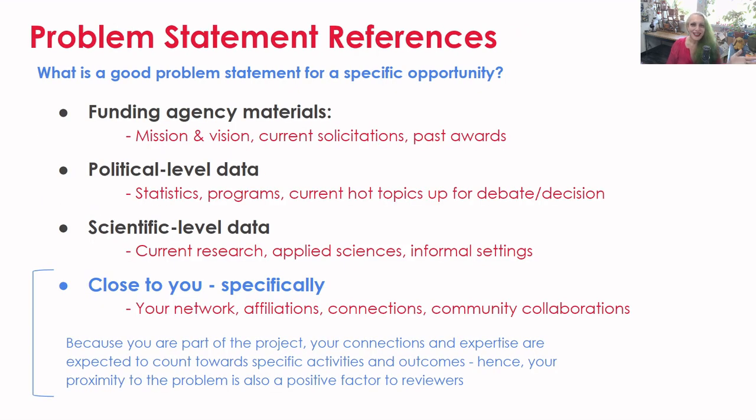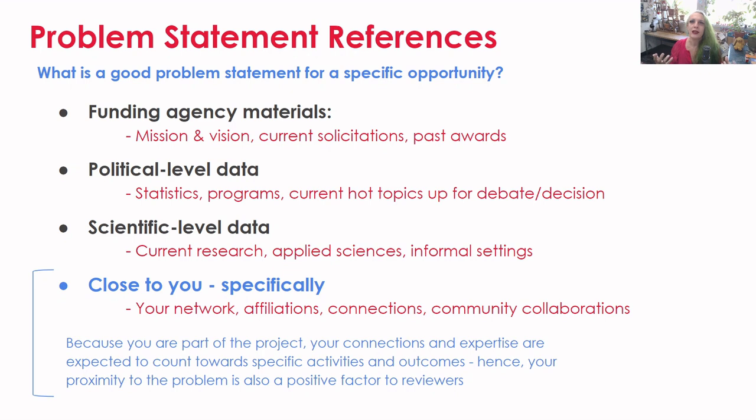So finally, we're reaching the end of this video. Some references to creating a good problem statement. We have to think every time, what is a good problem statement for a specific opportunity, or if we are creating what I call a spontaneous project, right? Let's just say we have a lot of things happening around us. We're part of a community, or we're already working within a context of several nonprofits. We're seeing the problem happen. We don't know if there is a solicitation out there or not, but we know we want to address it.